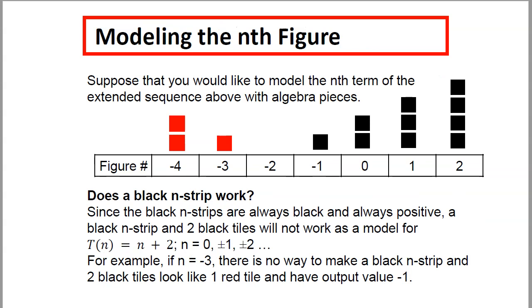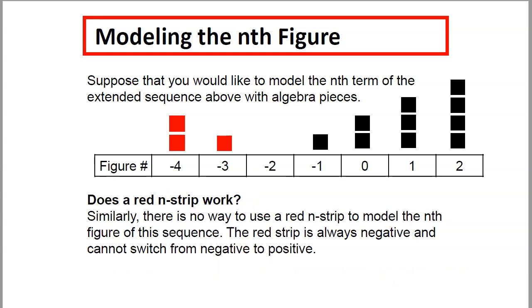Now suppose you'd like to model the nth figure. Could we use a black end strip? If we had a black end strip and some black tiles, there's no way we could ever get red tiles. For example, for n equals -3, we need 1 red tile. We could never get that if we used a black end strip. How about a red end strip? Well, if we had a red end strip and a couple of black tiles, then we could never get, for example, the 4 black tiles for figure 2. Neither the black nor the red end strip work.